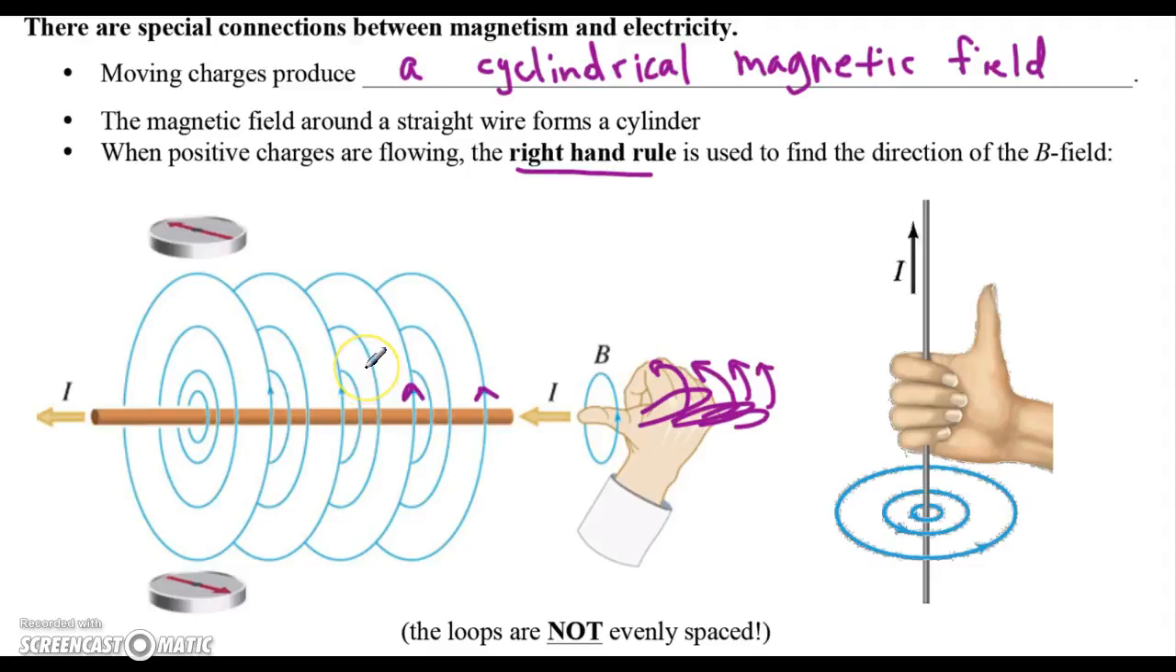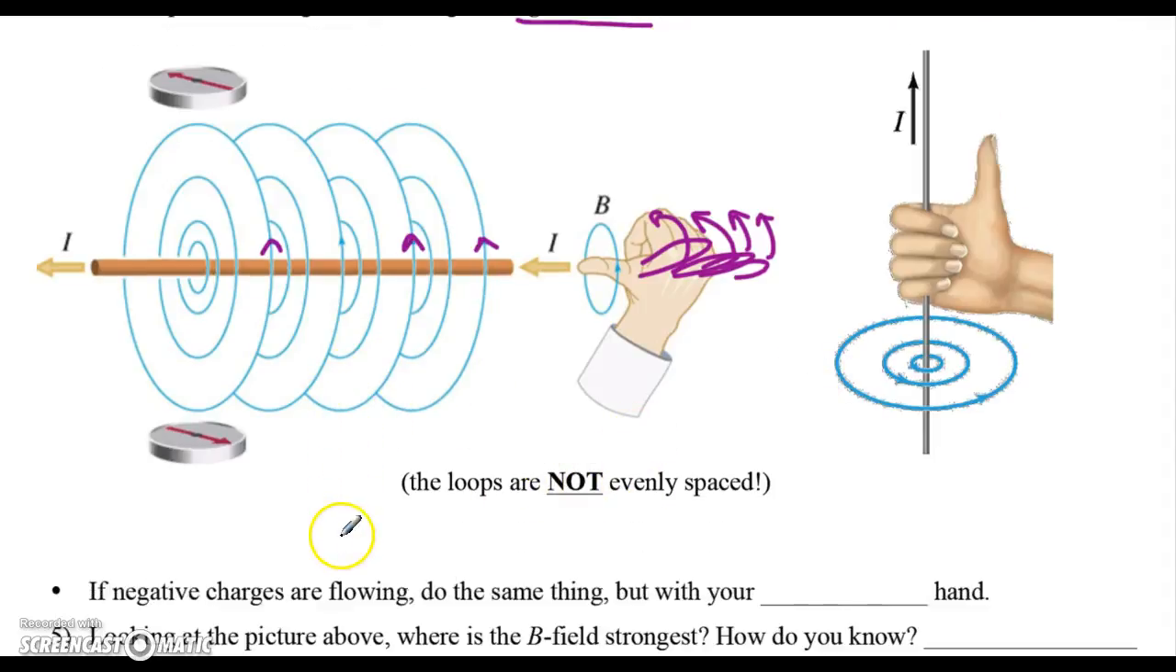So we could add in field lines for these guys if we wanted, but it's kind of excessive, so let's not. And there's another photo here showing how the rule would work if the wire were moving up the page, carrying current up the page. Something to notice is that the loops are not evenly spaced.